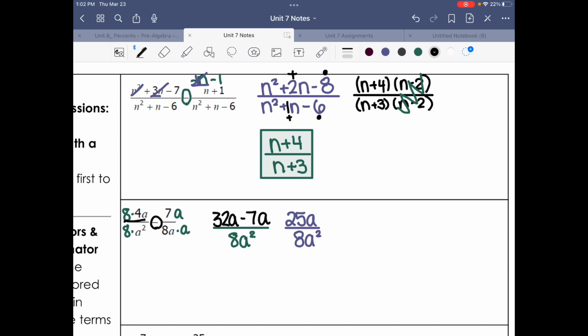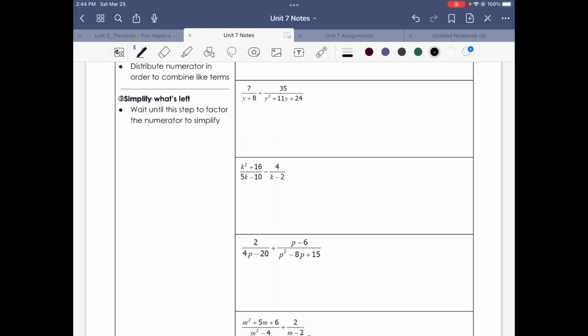25 and 8 don't have any common factors, so that can't simplify. But this a on the top can cross out one of the a's from the bottom. Remember that a squared is just a times a. So this a can cross out one of these a's, and you still have an a left on the bottom, because there were 2, and now there's only 1. Let's go ahead and move on to the next example.